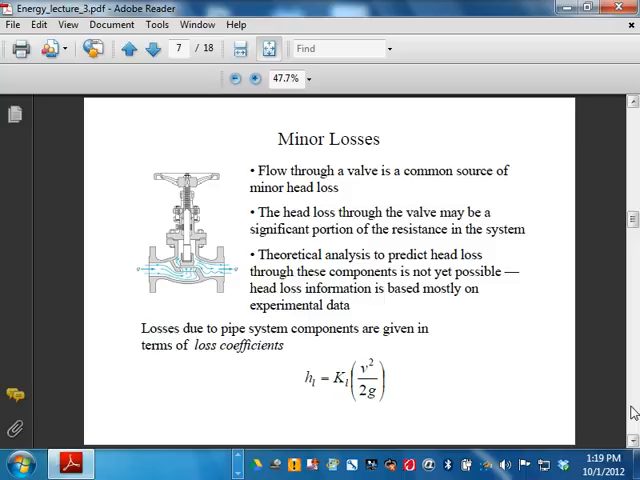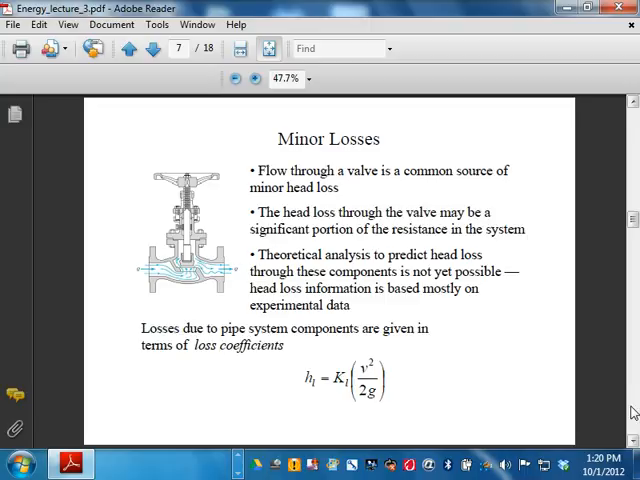Because a valve you can adjust, you can open the tap, you can close the tap. So the KL in this case is a variable, depending on the valve position. If you open the tap fully, then the KL is very low. If you close the tap, not completely closed but just a little bit open, then the KL will be very high. That's how it actually regulates the flow, by adjusting the losses through the pipe.